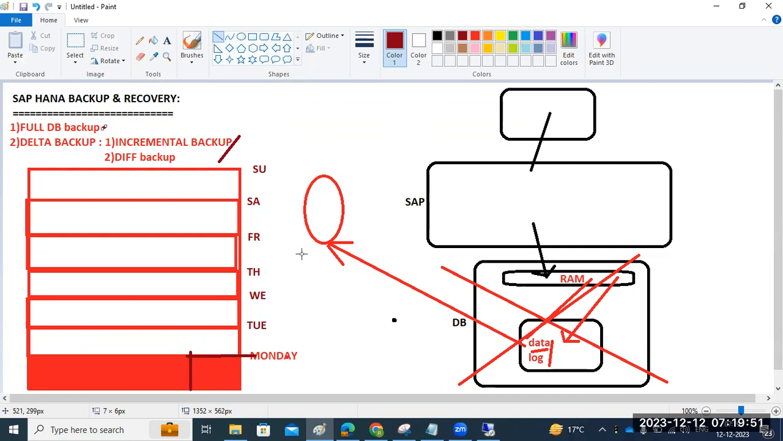Yes, okay, so it's very simple. Complete means the total data in the database will be backed up. Whenever you are taking the backup, at that point of time, however much data is there at the database level, all the data will be backed up. That is the main thing here.